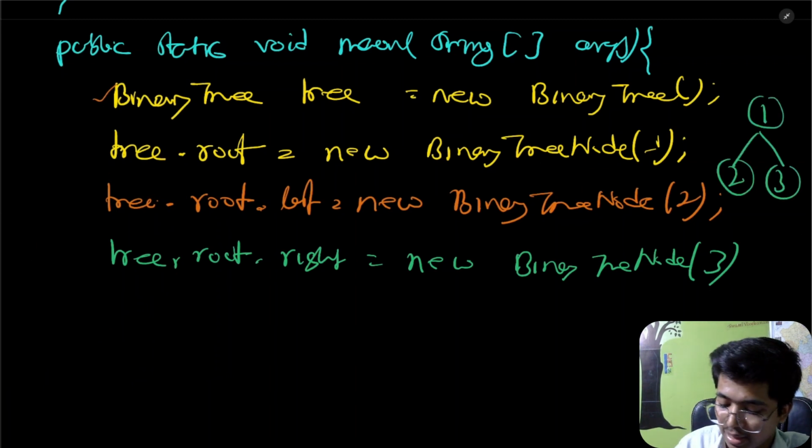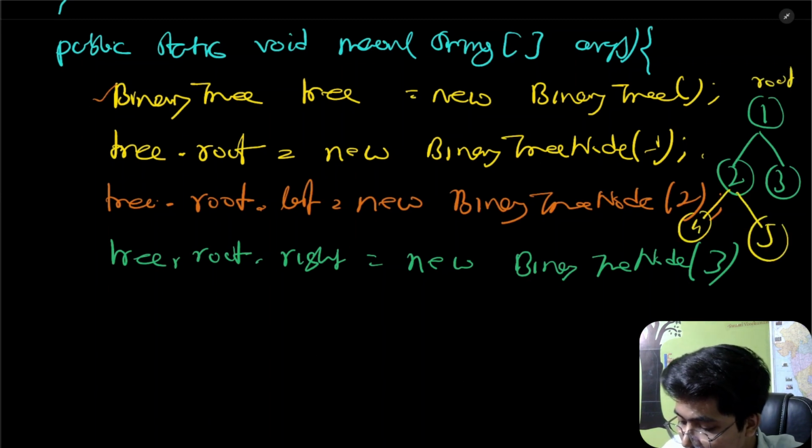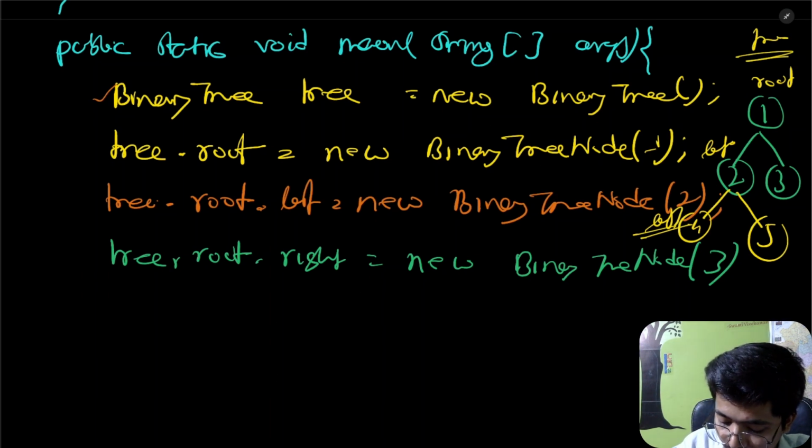So let's say that we want to create 4 in this left section and 5 in this section. This is our root, this is left, and this is again left. So again we have to write tree dot root dot left. We'll be writing it like this.